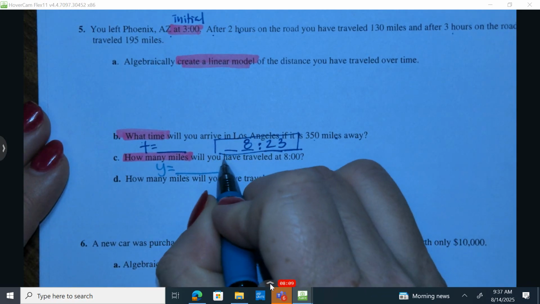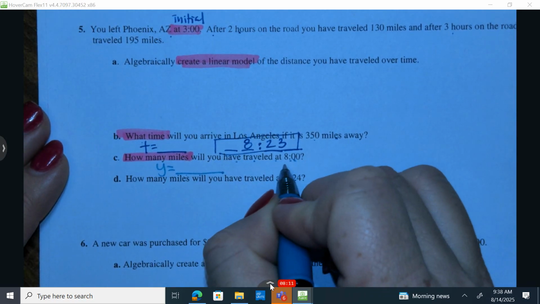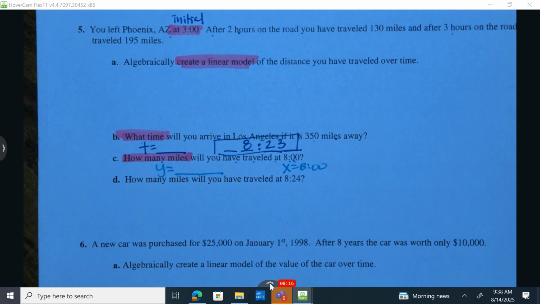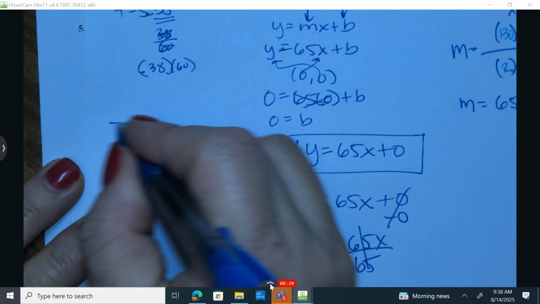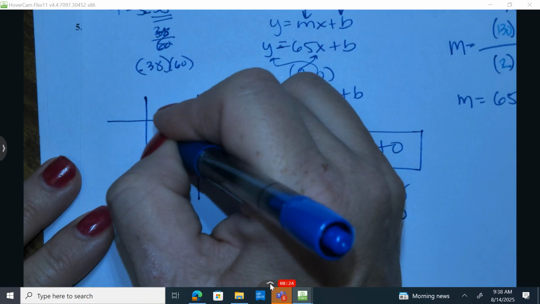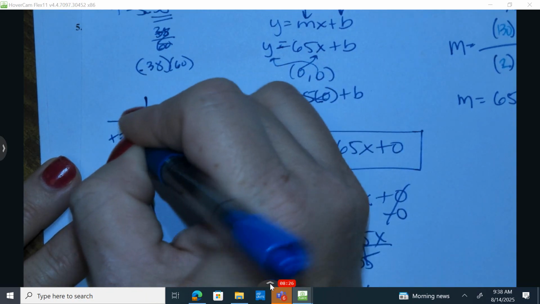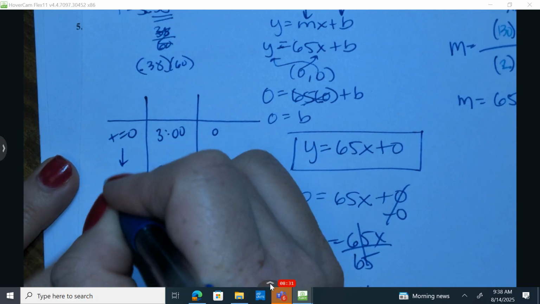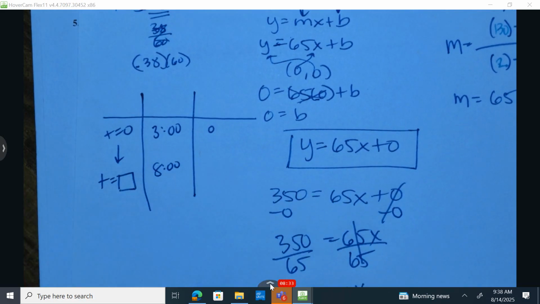And it says you will travel until 8 p.m. So this is like our X equals 8 o'clock, right? But I've got to translate it back into a t value. So I'm going to come back over here, and I'm going to extend this because it's getting a little sloppy. Remember, 3 o'clock was t equals 0, and now I'm saying 8 o'clock. What is going to be the t value at 8 o'clock? Anybody know?